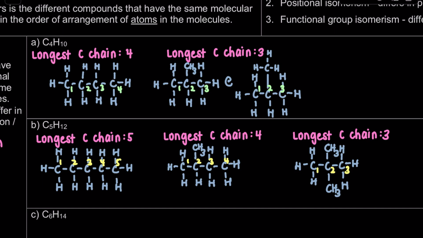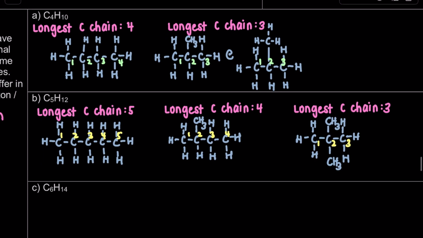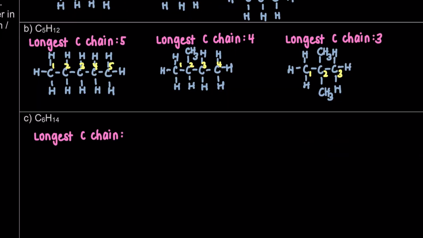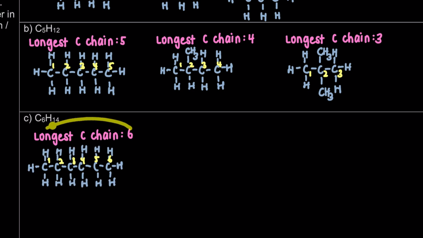Next, we're going to try with C₆H₁₄. For the first one, the longest carbon chain, based on the maximum number of carbons present, is 6. So we're going to draw 6 carbons in a straight chain, 1, 2, 3, 4, 5, 6, and make sure each carbon has 4 covalent bonds, attached to hydrogen. So this is when the longest carbon chain is 6.